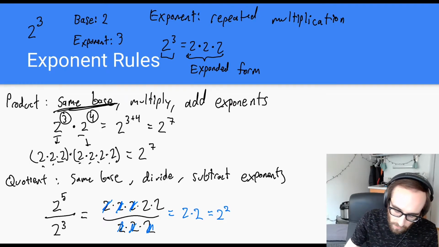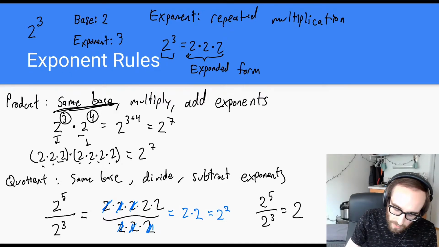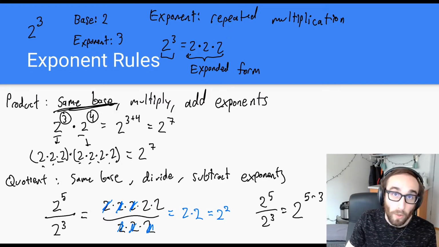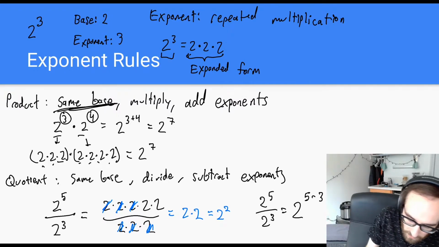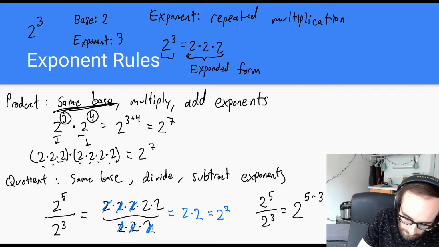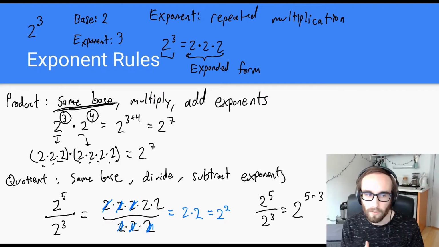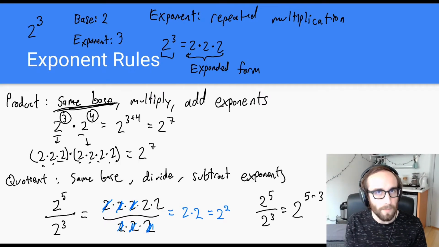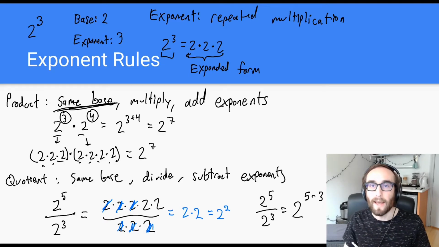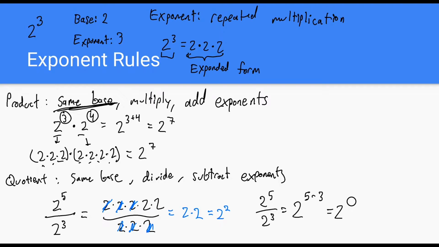So what happens here is we took 2 to the 5th over 2 to the 3rd. We can rewrite that as 2 to the 5 minus 3 power. So we're subtracting the exponents, because we have 5 up here, and then we subtracted these 3 from the 5. In other words, we end up with 2 squared for our final answer. So for the quotient rule, same base, we're dividing, we can subtract the exponents.